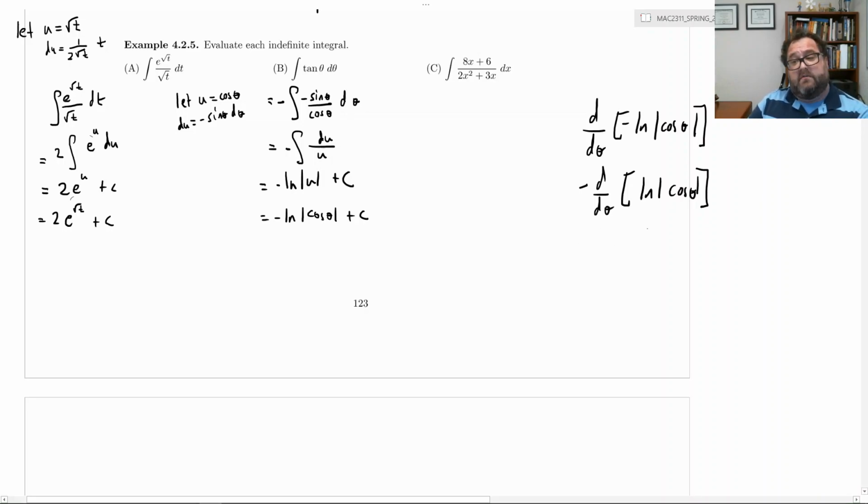So how do you take the derivative of a composite natural log? Well, we use the chain rule. We note the outside function is natural log x, or sorry, natural log theta.